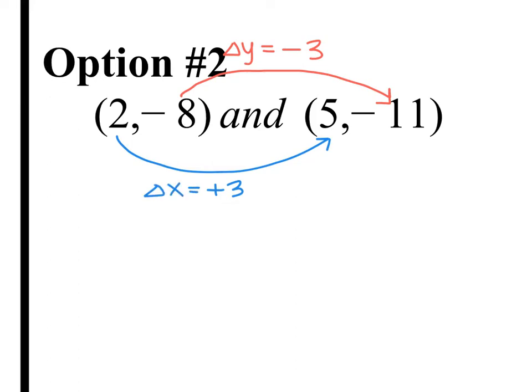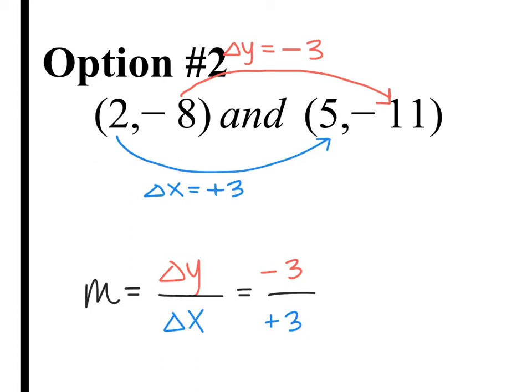Now I just put that as a fraction. My slope is the change in y over the change in x. So now just take those two numbers and put them in the fraction. My change in y went down 3. My change in x went up 3. So now I simplify. -3 divided by +3 is -1.